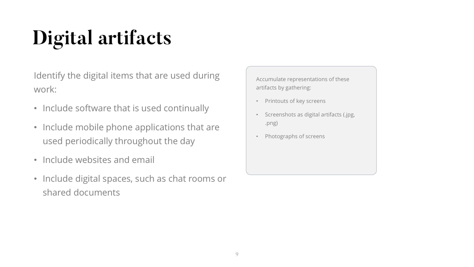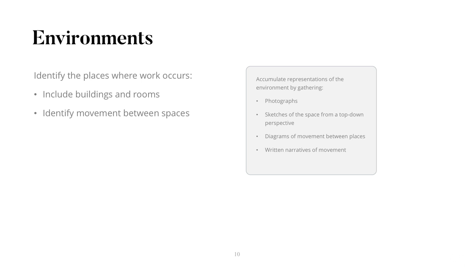When you're thinking about digital artifacts, be sure to include software. Software screenshots are some of the most effective artifacts to gather. You want the actual screens that people use, and if you can't actually get them to take screenshots of them, see if you're allowed to take photographs when you're in the field with them. Include things like websites and emails, and don't forget digital spaces, things like chat rooms or shared documents, SharePoints, and collaborative documentation. When we're talking about environments, we're often talking about buildings and rooms.